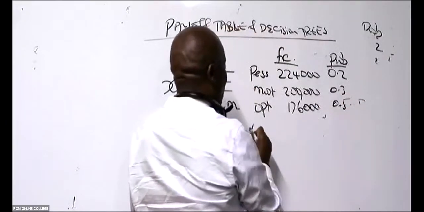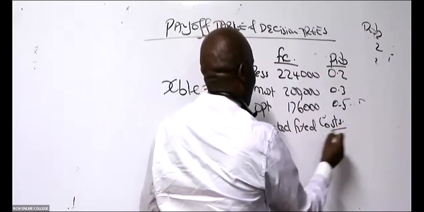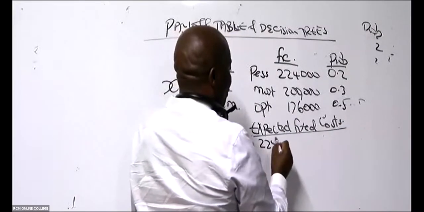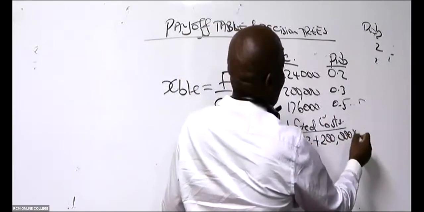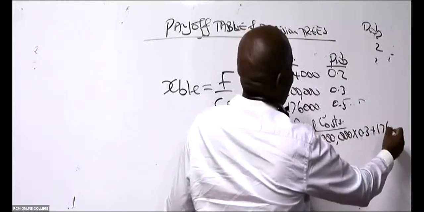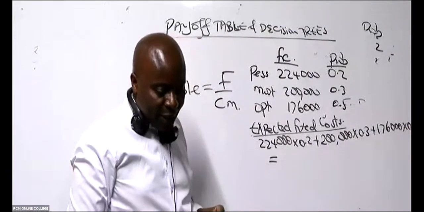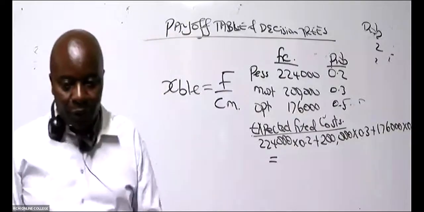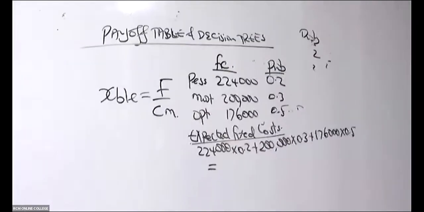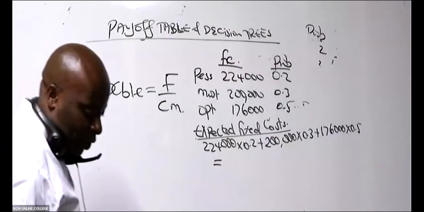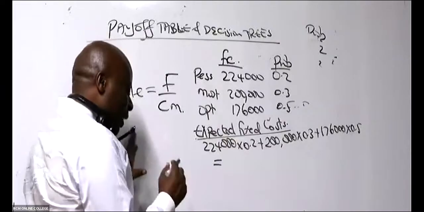So I can easily get what we call expected fixed costs. So this will be 224,000 times 0.2 plus 200,000 plus 176 times 0.5. So is there somebody who is able to give me this expected fixed cost? I'm being given a figure of 192,800. Thank you so much.